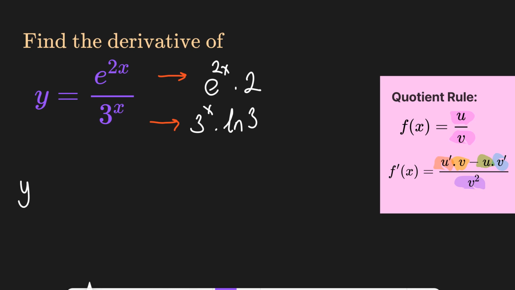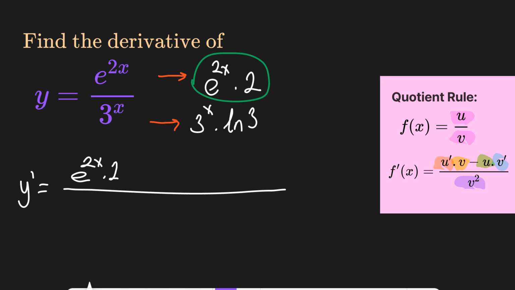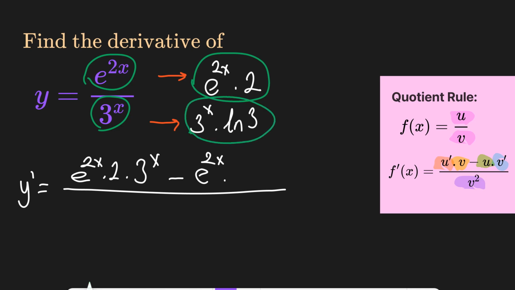So we are ready to take the derivative of y. Derivative of top function, which is e to the 2x times 2, times bottom function, which is 3 to the x, minus top function times derivative of bottom function, which is 3 to the x times natural log 3, divided by the bottom function squared, which is 3 to the x squared.